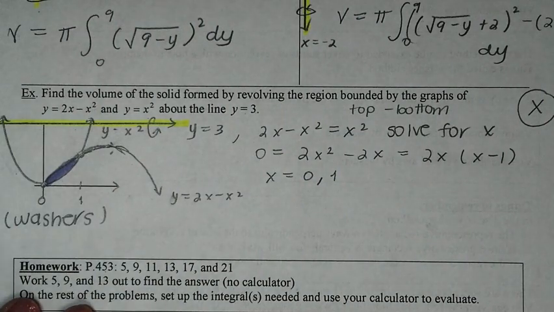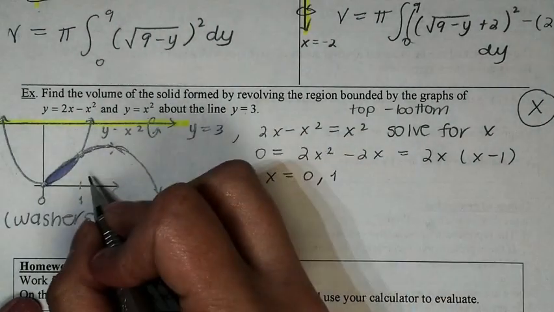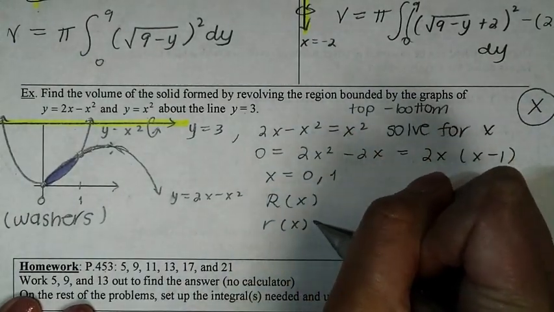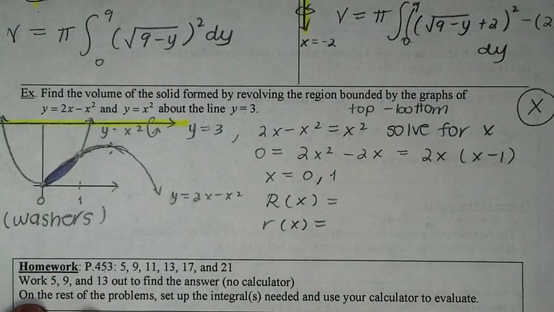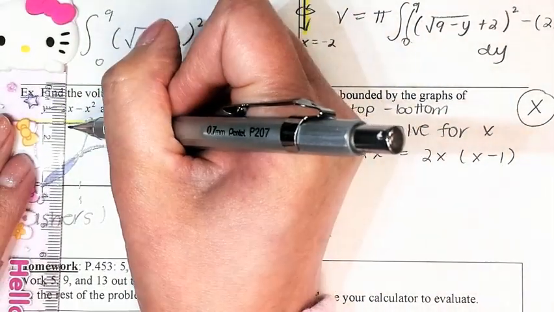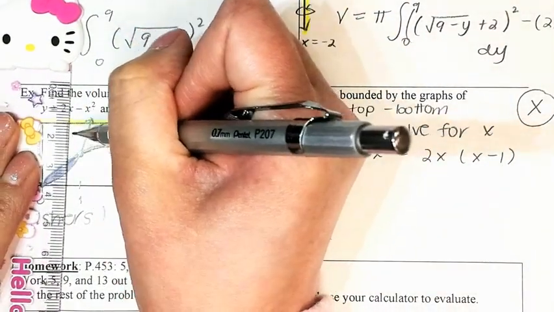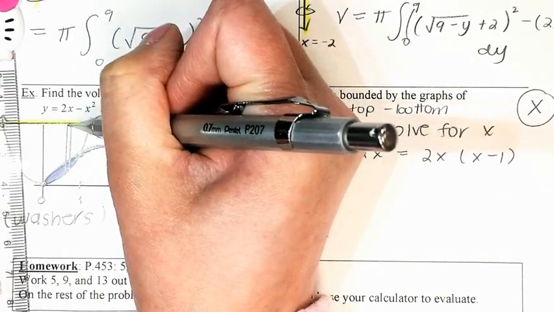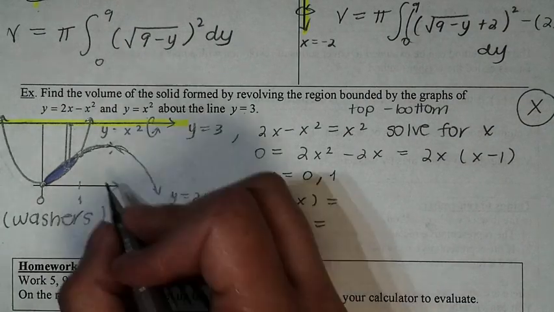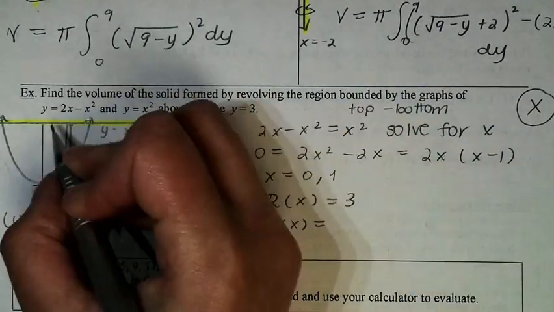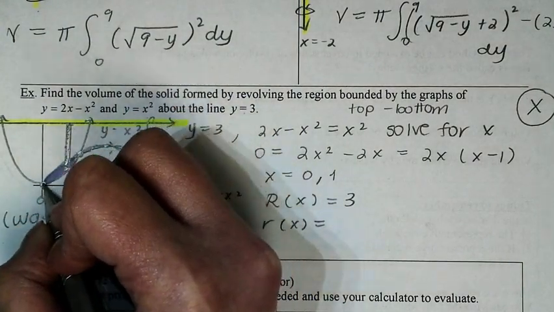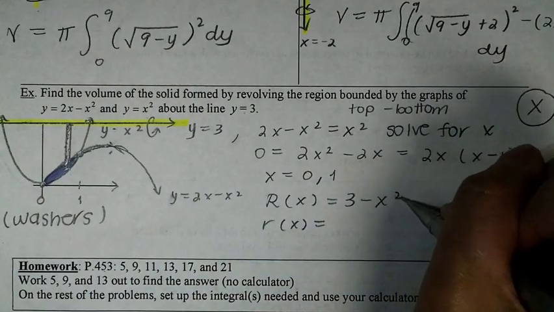So after that, what do you need for the washers? For the washers, we do need a big R of x and a small R of x. Do you agree with that? So what's going to be the big R of x? Here your axis of revolution is here, but your big rectangle is going to be from here to here. So you can see what's going to be your top situation here. Your top situation is going to be the 3, of the big rectangle that you have here. And your bottom situation is going to be this one, which is the parent function, quadratic function.